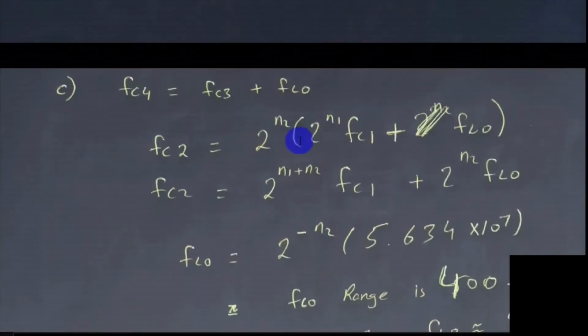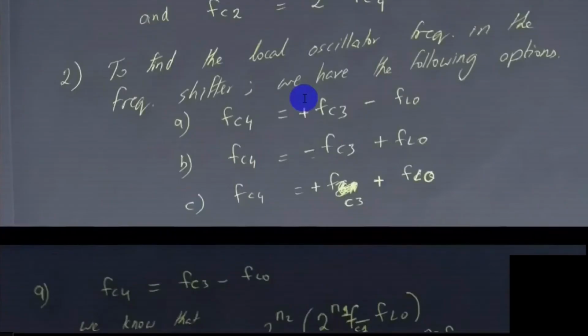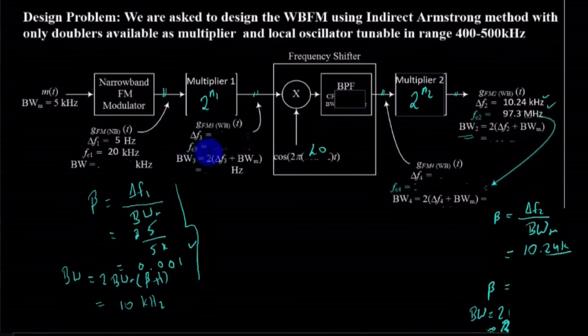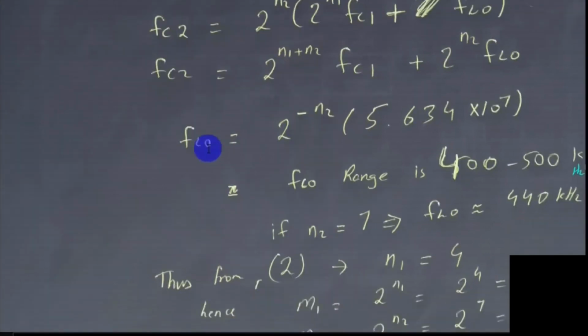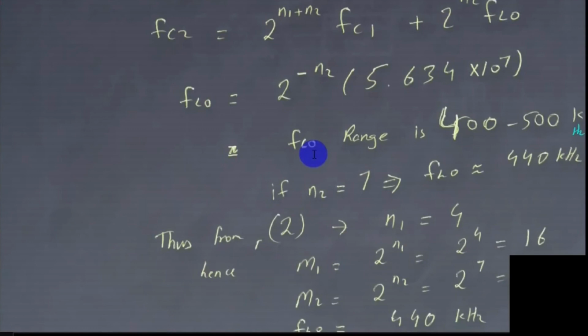So we'll go on towards the third option, which is FC3 plus FLO, right? That is FC3 plus FLO, frequency of the local oscillator, over here again, and instead of minus, right now we have a plus here. You simplify this expression. Once you simplify it, the local oscillator can be expressed in terms of 2 raised to power minus n2, 5.634 into 10 raised to power 7. Again, I have reiterated the permissible range of the local oscillator, which is between 400 to 500 kilohertz.